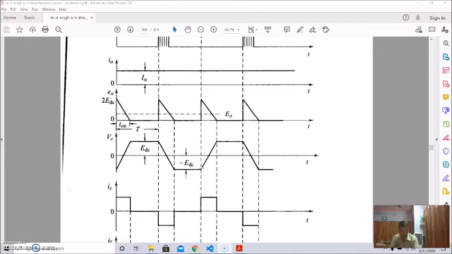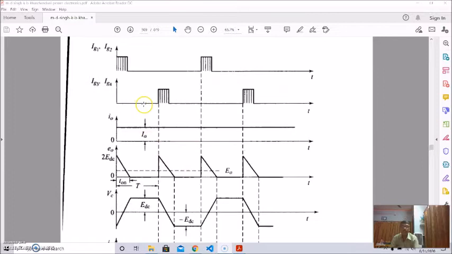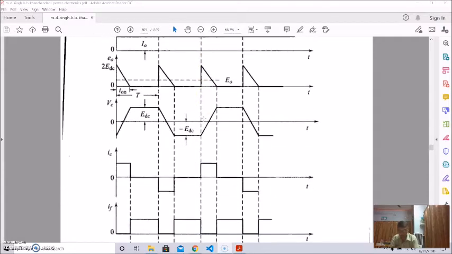And now at t equal to capital T, that is the chopping period, the second pair of thyristors T3 and T4 is triggered by gate currents IG3 and IG4. So this places the fully charged capacitor across thyristors T1 and T2, reverse biasing them and turning them off, and the cycle now repeats.